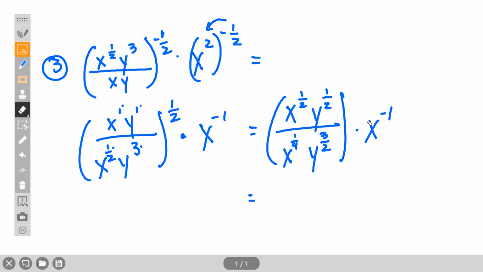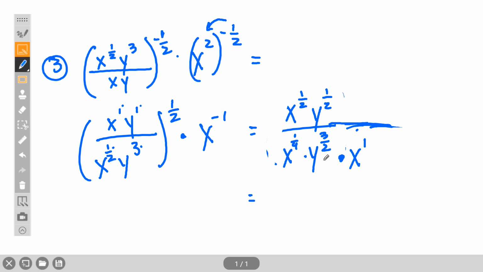Now, if you remember, x to the negative 1 is the same thing as 1 over x to the 1. It'd be a positive 1 in the denominator. I don't need these parentheses here anymore. If you remember how to multiply fractions, we just did it 100 times. You just multiply the numerators and the denominators. And you don't have to write the 1. So I have in the numerator x to the 1/2, y to the 1/2. And in the denominator, I have x to the 1/4, y to the 3/2, and x to the 1st.